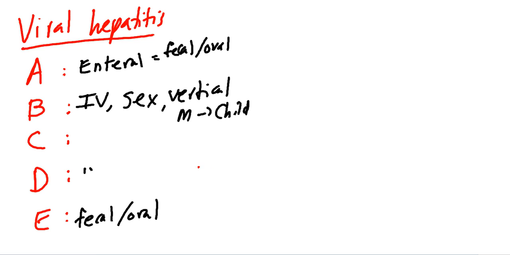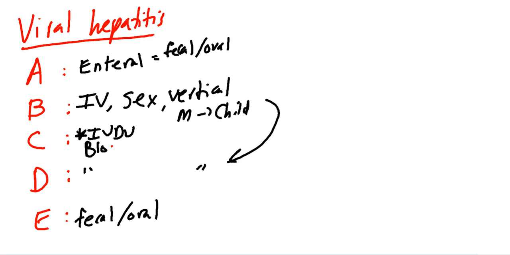Now, hepatitis D is going to be the exact same as B. And then hepatitis C, if you ever hear intravenous drug use, you're going to think hepatitis C. It can happen because remember, IV route is drug use as well, B and D. However, the number one transmission is through the blood for hepatitis C.